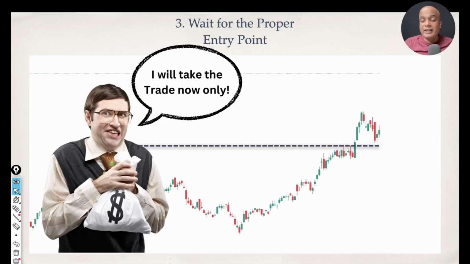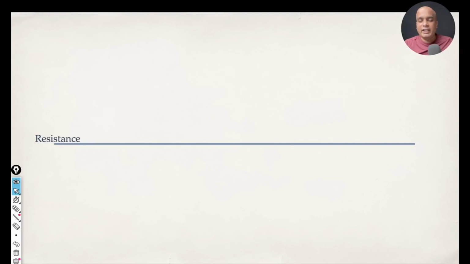But in reality, you need to wait until the price comes back to the breakout level. If it comes back to that level, that is a very good trade opportunity to take trades under pullback trading. See, after that, price rallied on the upside. So waiting for the proper entry point is very crucial. The logic is very simple, friends.